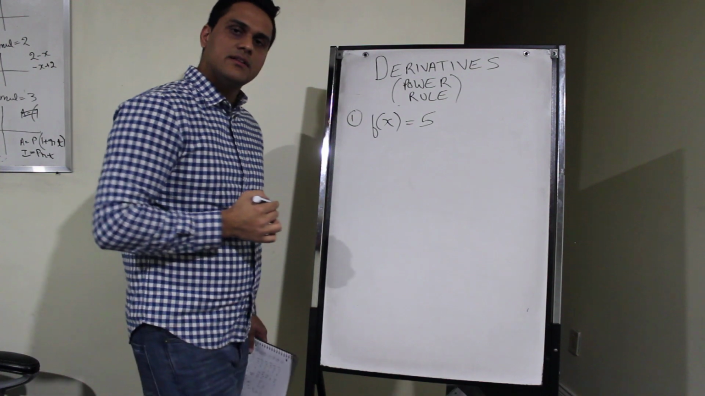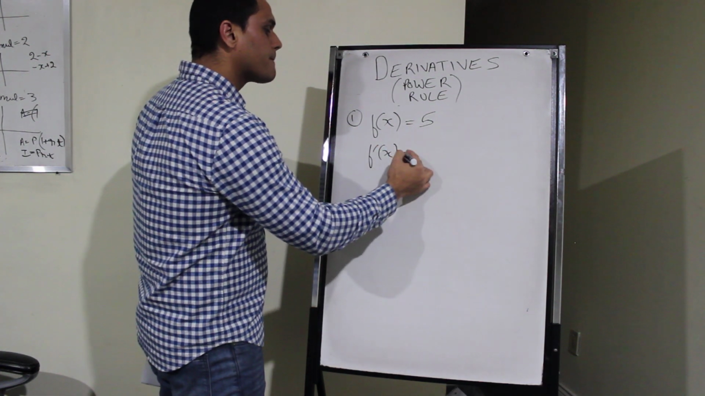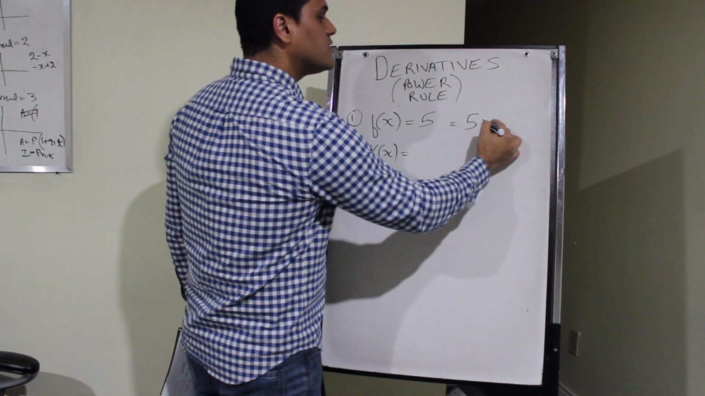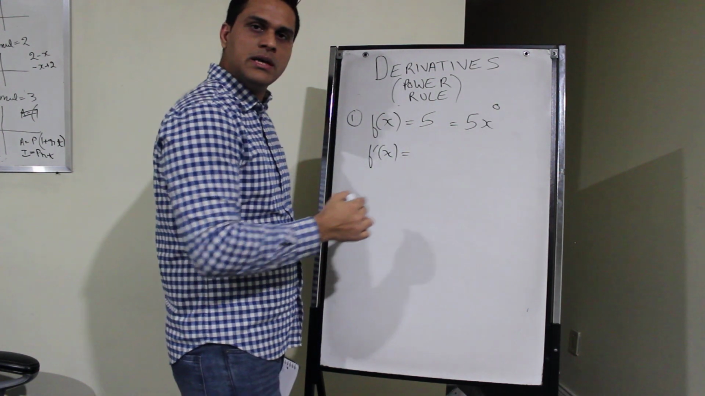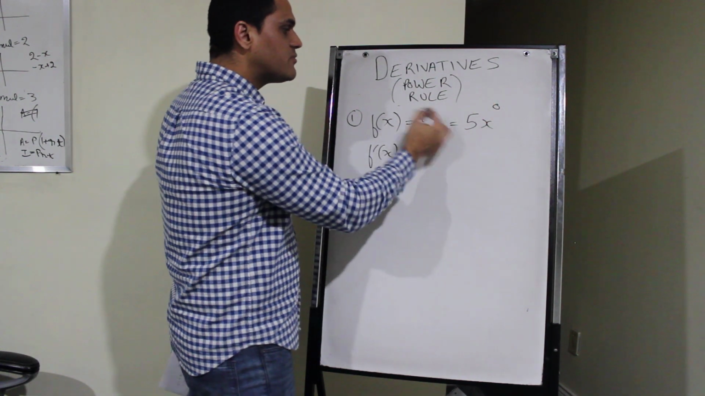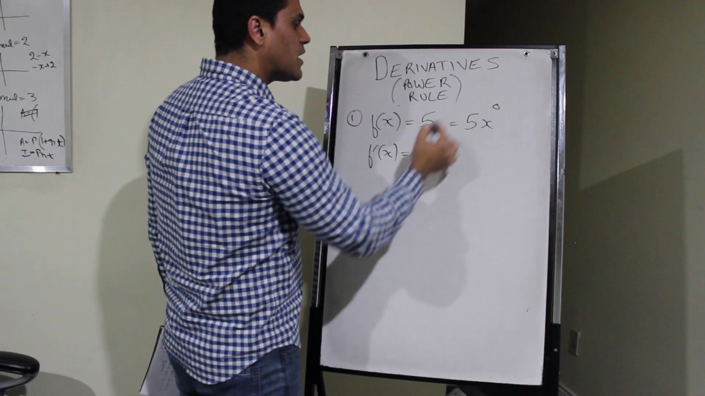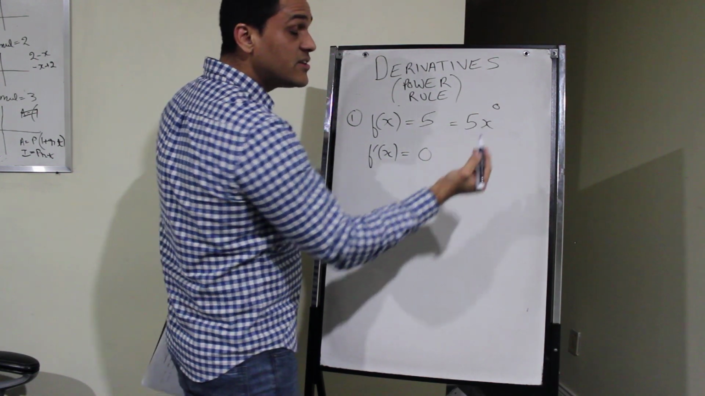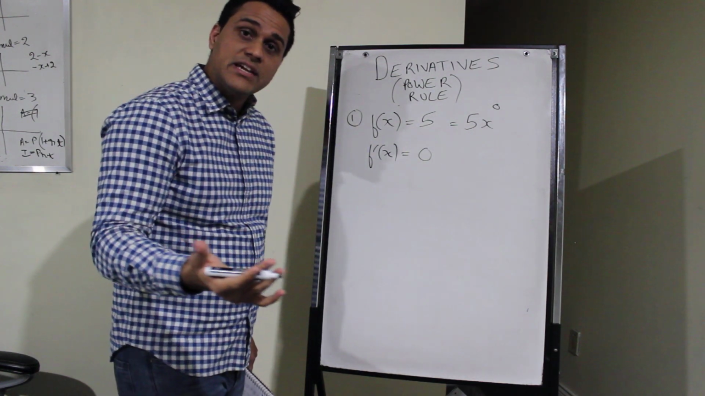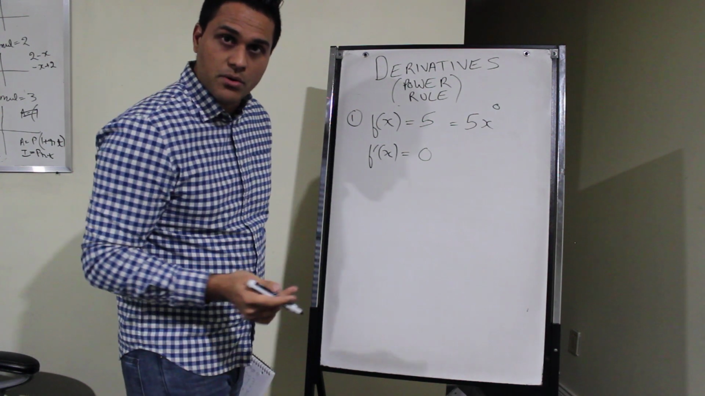Now what if I tell you that f of x is 5 and I ask you to find the derivative of this? Now 5 is just a constant, so you can rewrite it as 5 times x to the power 0, because x to the power 0 is just 1, and 5 times 1 would just be 5. So you do power times the number in front, and 0 times 5 will give you 0, and anything times 0 is just 0. So derivative of any constant will always be 0.